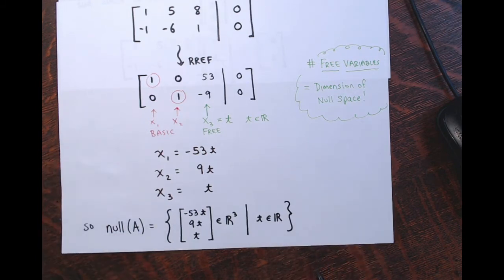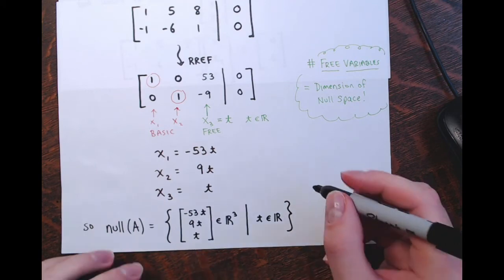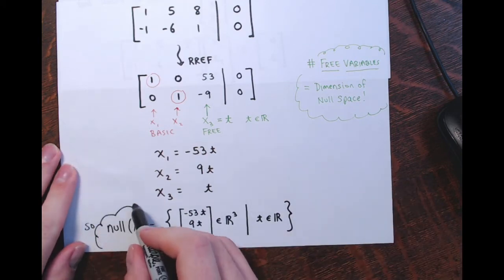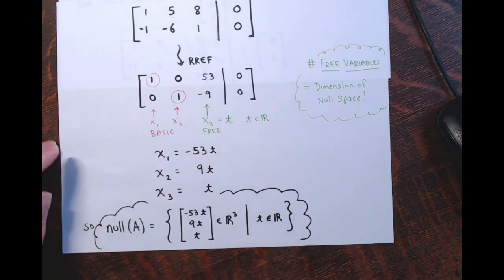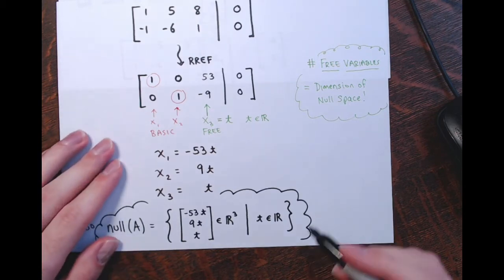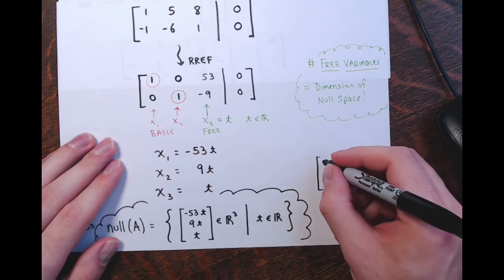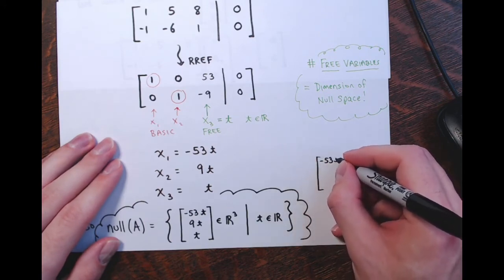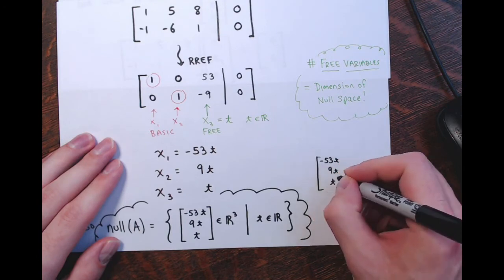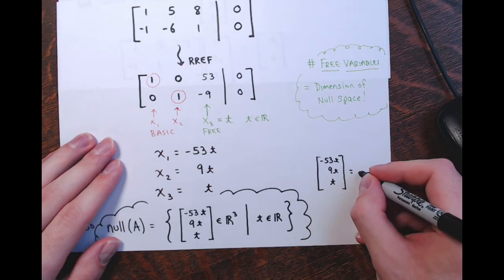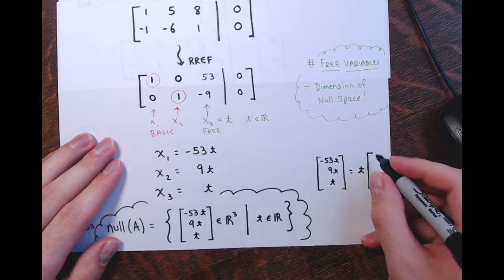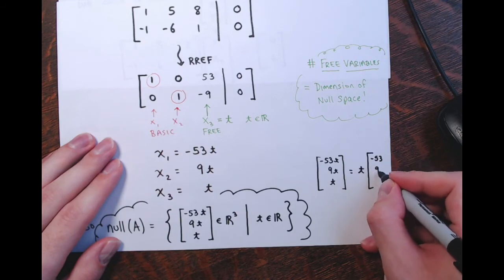Now, there's another way I could say this. This is totally fine, this is totally valid. But like we did with the column space, I would like to express the null space as the span of some set of vectors, and then we'll find a basis for it and stuff like that. Remember how we did this earlier with free variables? I got the vector negative 53t, 9t, t. This is the same thing as pulling the t out of all those, times the vector negative 53, 9, 1.